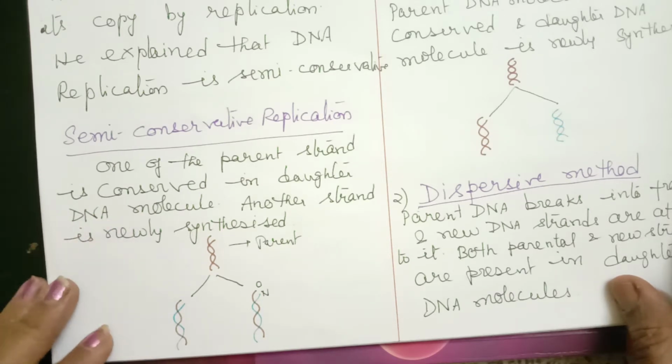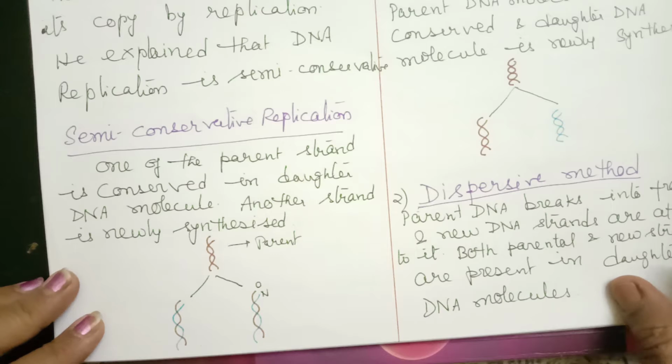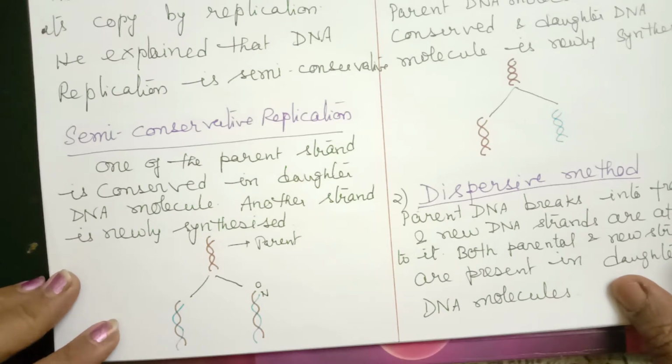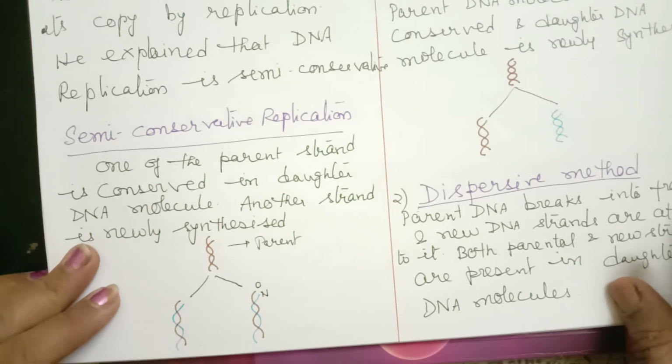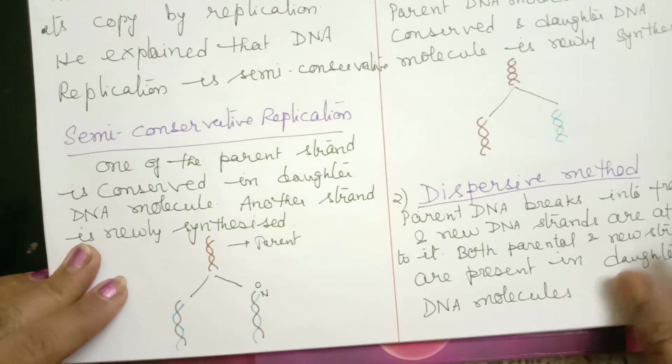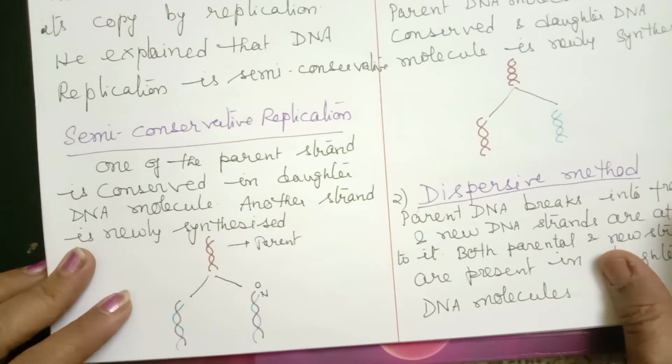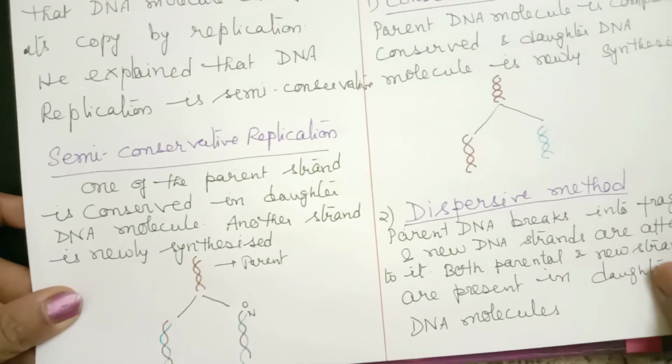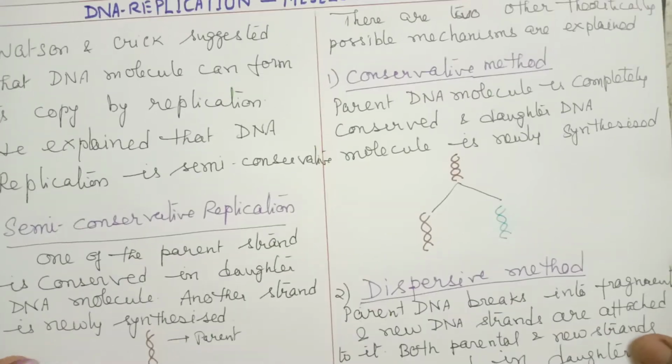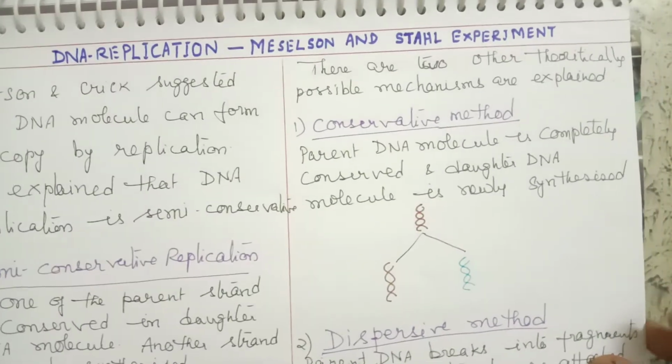Such a type of replication is called semi-conservative replication, which is the most accepted one, because it was also experimentally proved by Meselson and Stahl that DNA replication is of the semi-conservative type. There were other thoughts also which are theoretically possible.